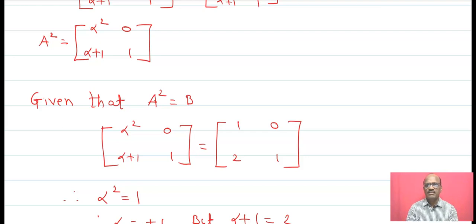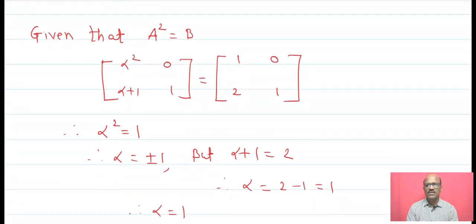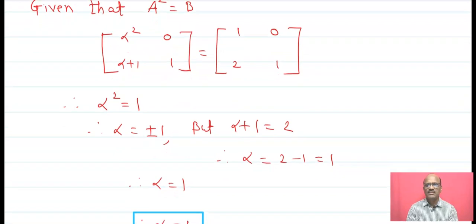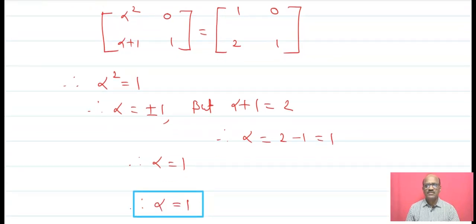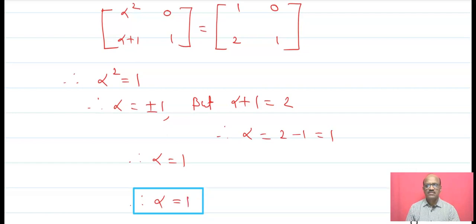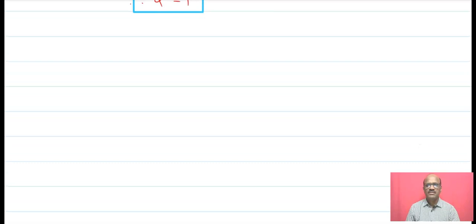Next, the value of A square is alpha square, 0, alpha plus 1, and we are given that A square is equal to B. Therefore equate it. We will get their value, that is alpha is equal to 1. The value of alpha is 1.